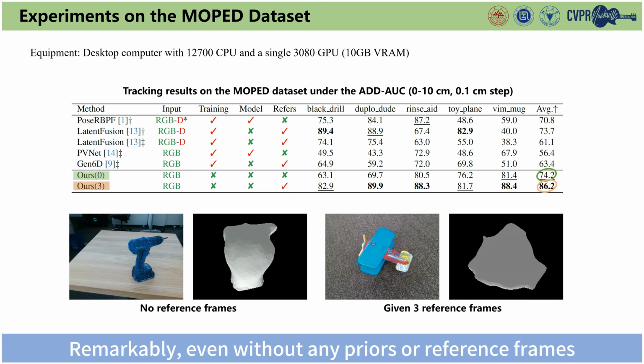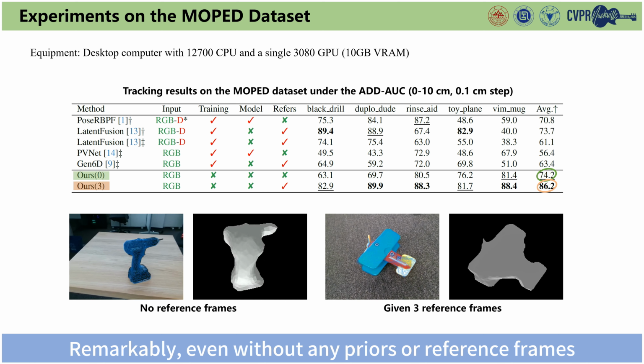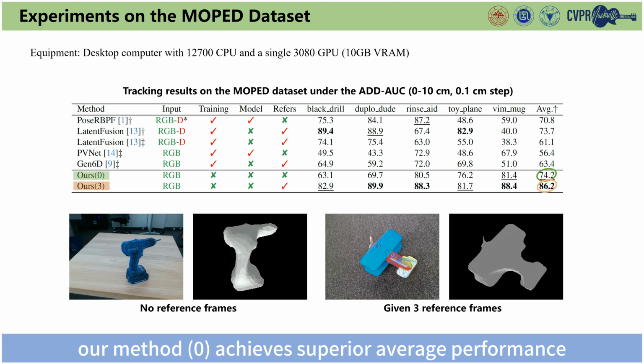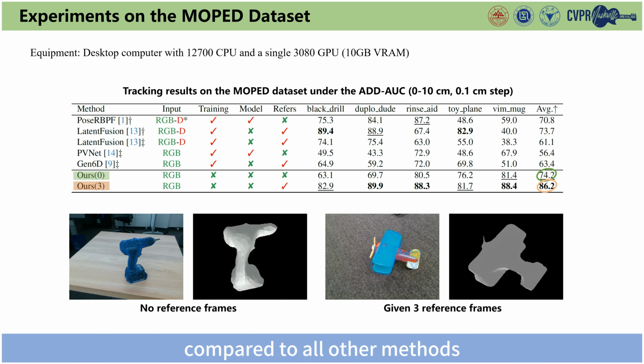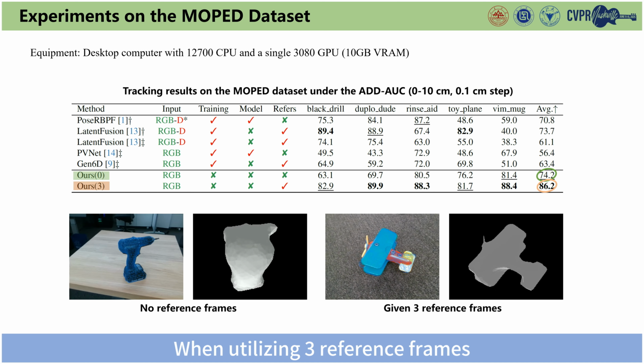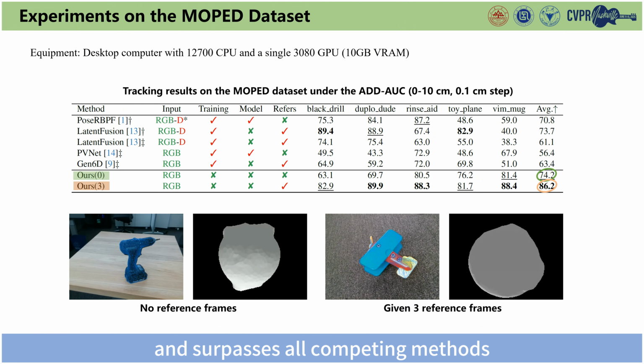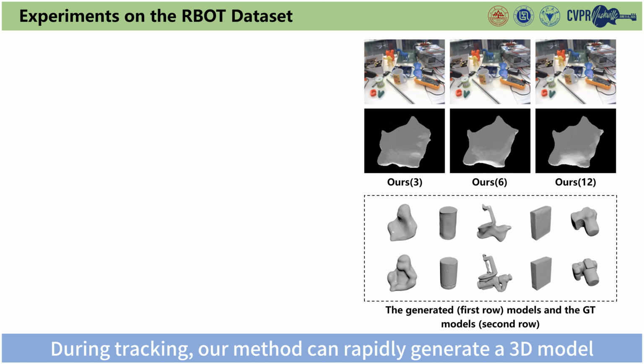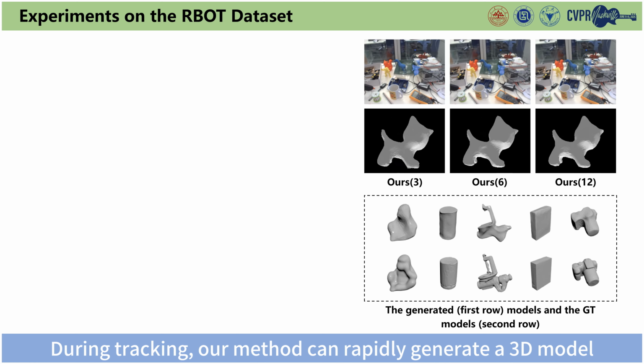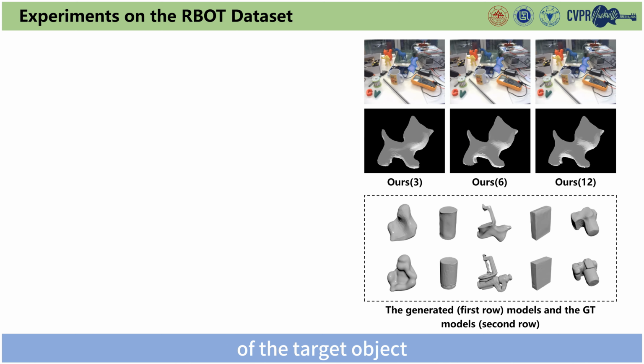Remarkably, even without any priors or reference frames, our method achieves superior average performance compared to all other methods. When utilizing 3 reference frames, our method delivers a significant improvement and surpasses all competing methods. During tracking, our method can rapidly generate a 3D model of the target object.